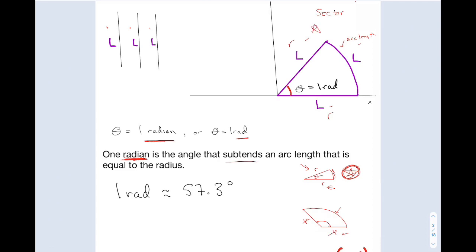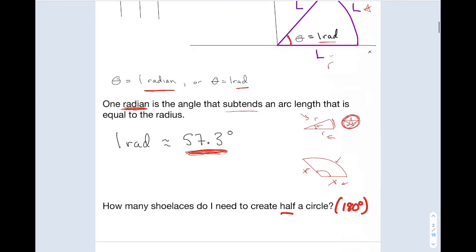Up here in this picture, I made my 3 shoelaces so that this arc length L is equal to the radius. So this angle is 1 radian. So a radian is the angle that subtends an arc length that's equal to the radius. And if you do this on your calculator, it comes out to be about 57.3 degrees. We'll see why that is. So that's my 3 shoelaces.